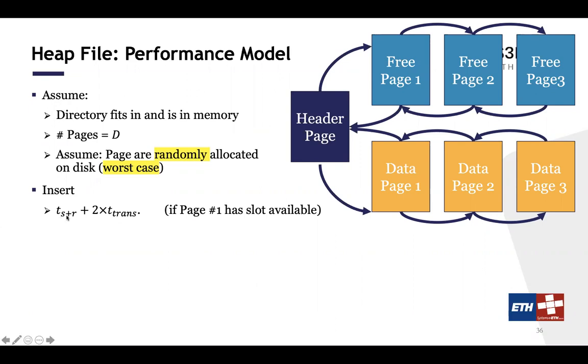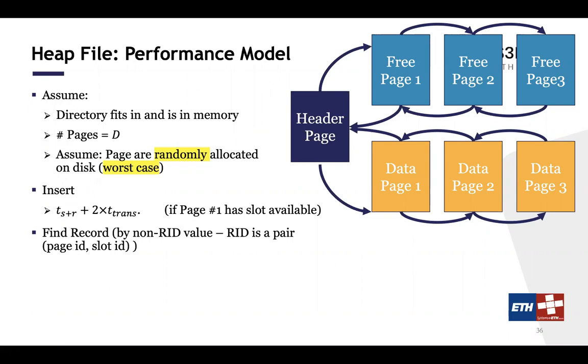So essentially I pay one unit of seek and rotate for page one, and then I will read and write. So I pay two units of transfer time for a single page. That is assuming page one has that slot. Otherwise, I'm going to go to page two. So I'm going to pay two times the whole thing. I keep doing this until I find a page with an empty slot.